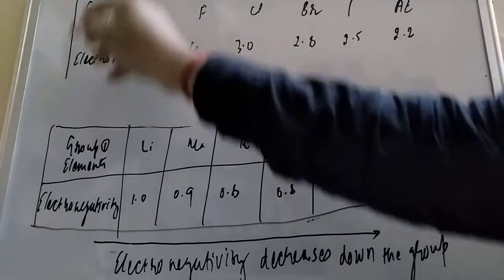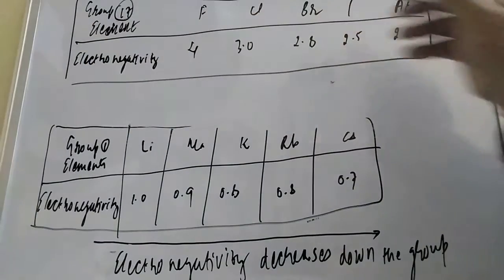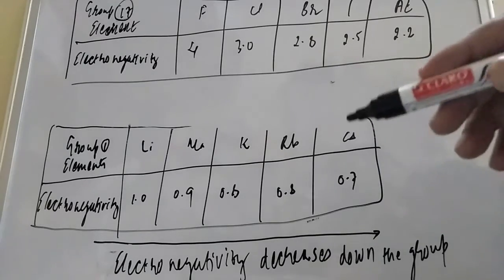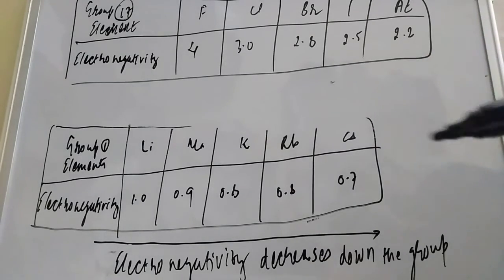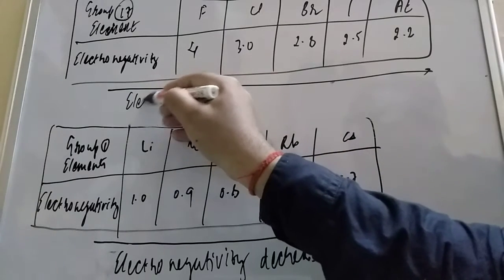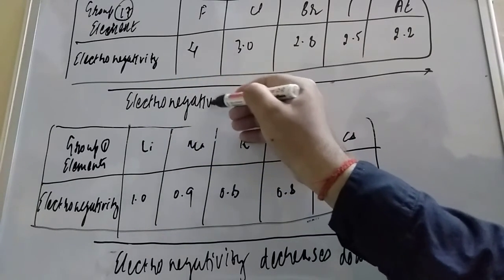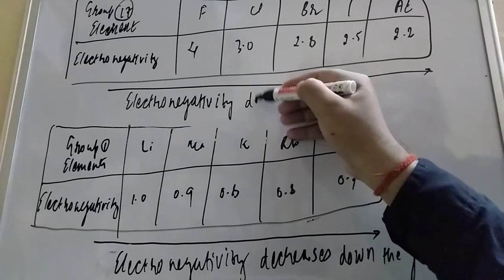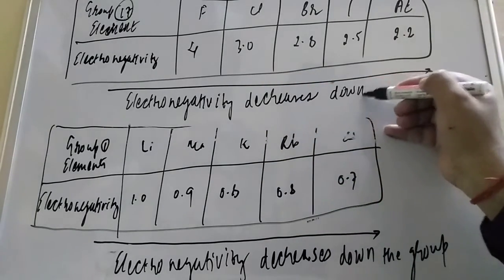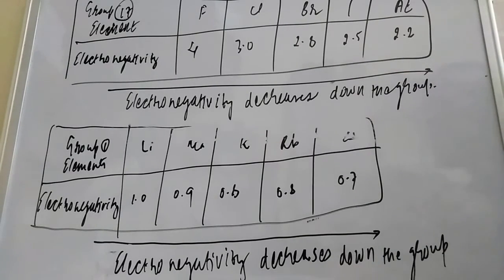So what you are observing from these data by Pauling is that the electronegativity value continuously decreases down the group. When you are moving down the group, the electronegativity value decreases. Electronegativity decreases down the group. Now let us see what is happening in the period.